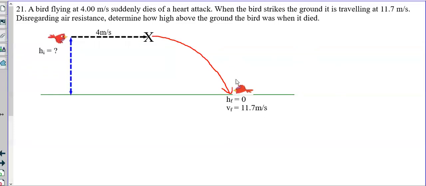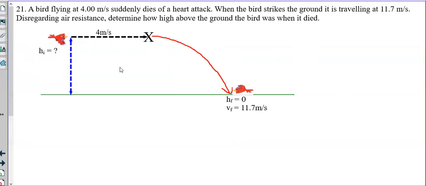This is a projectile motion problem technically, but we're not going to treat it like a projectile motion problem. We're just going to look at the energy, and you'll get the same result. If you felt like going back to unit 1 and figuring this out using projectile motion, you might guess it would work out just the same.